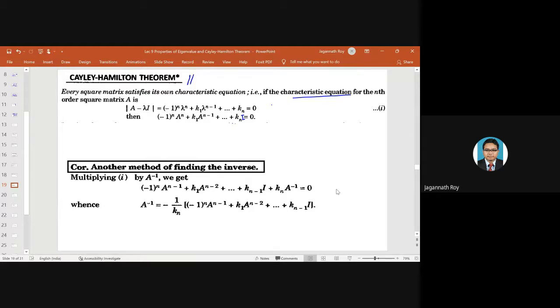For a simple example, take A equals 3, 4, minus 1, 7. Its characteristic equation we have seen is lambda minus 5 whole square equals 0. If you put A in place of lambda and write just 5, this would be an invalid statement because we are writing a matrix, so we have to write 5 times I. This is supposed to be 0, so let us verify whether it is true or not.